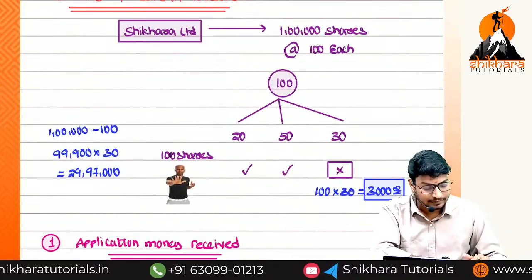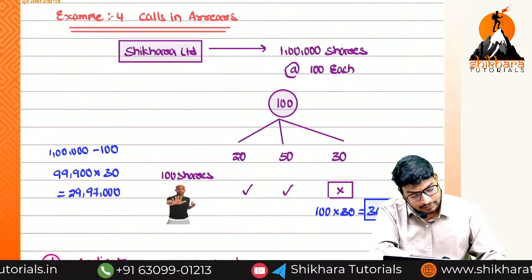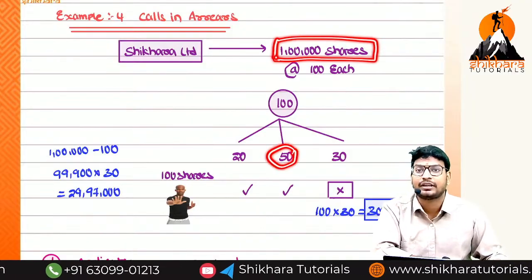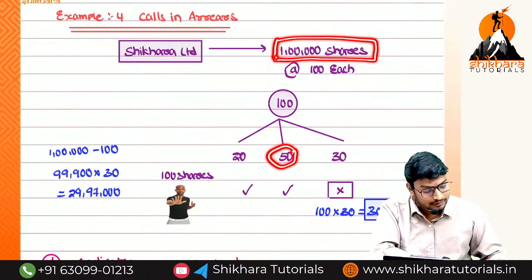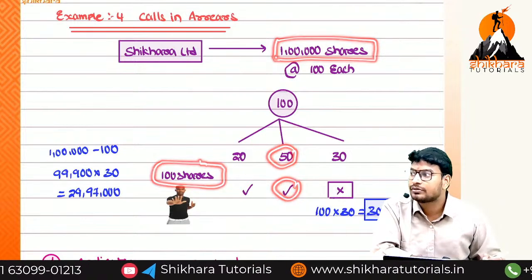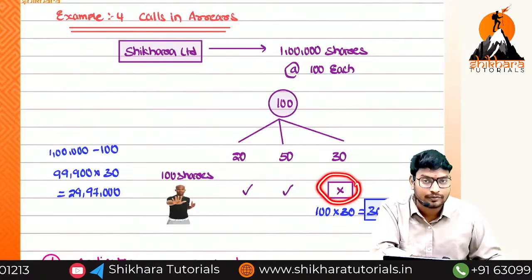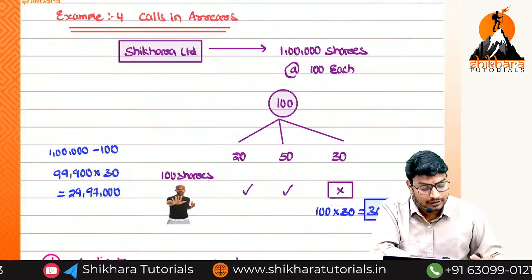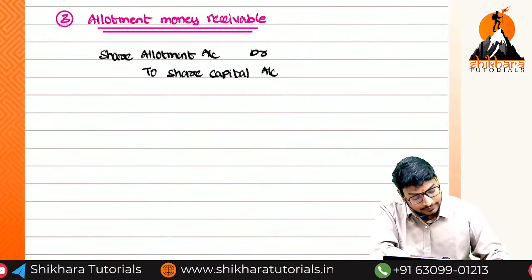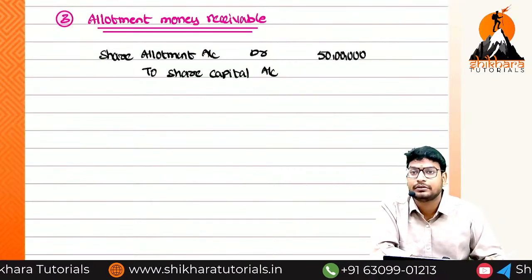See the example. We have issued 1 lakh shares. On that 1 lakh, how much amount do we need to collect at the time of allotment? 50 rupees. There are no calls in arrears at the time of allotment. There are calls in arrears at the time of first and final call. So the total amount we have received is 50 lakh. If you want, you can write 1 lakh into 50 rupees.